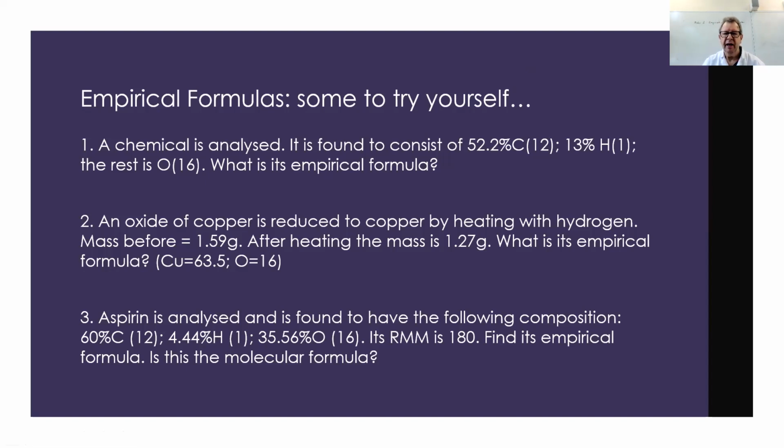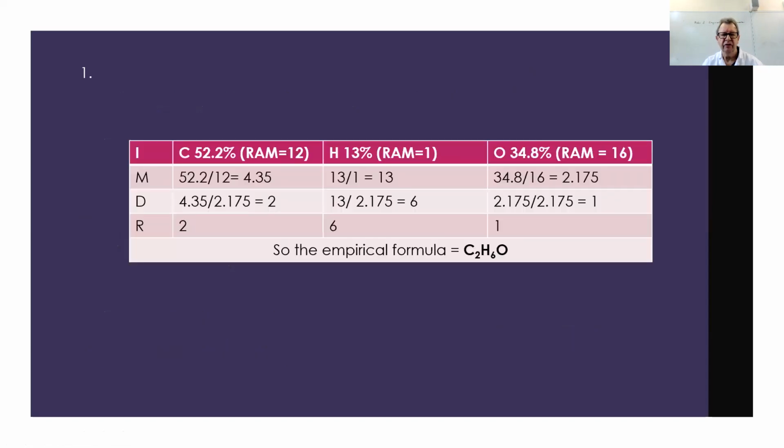And I'm back, and here are the answers. Okay, in the first one, we had 3 elements here. If you got C2H6O, you're right. If not, have a look at this, pause it for a minute. Just remember IMDR, moles, first triangle, mass over RAM, mass over RAM, mass over RAM. Divide through by the smallest.